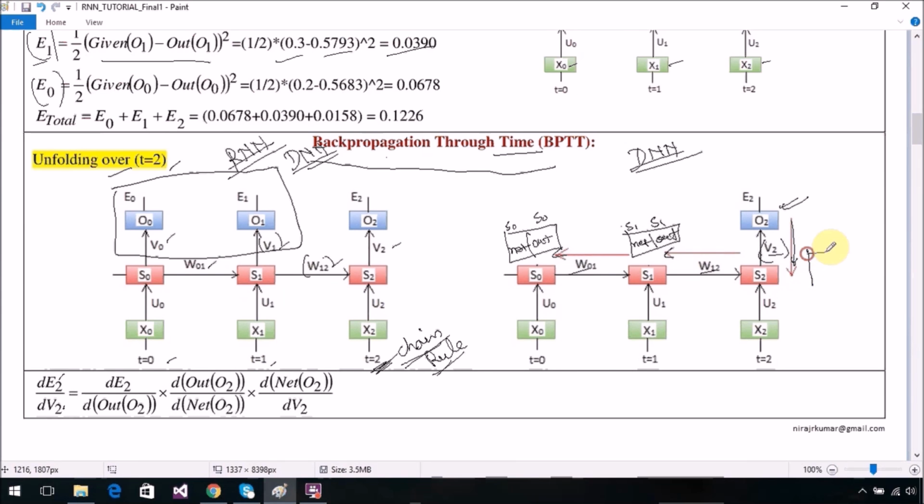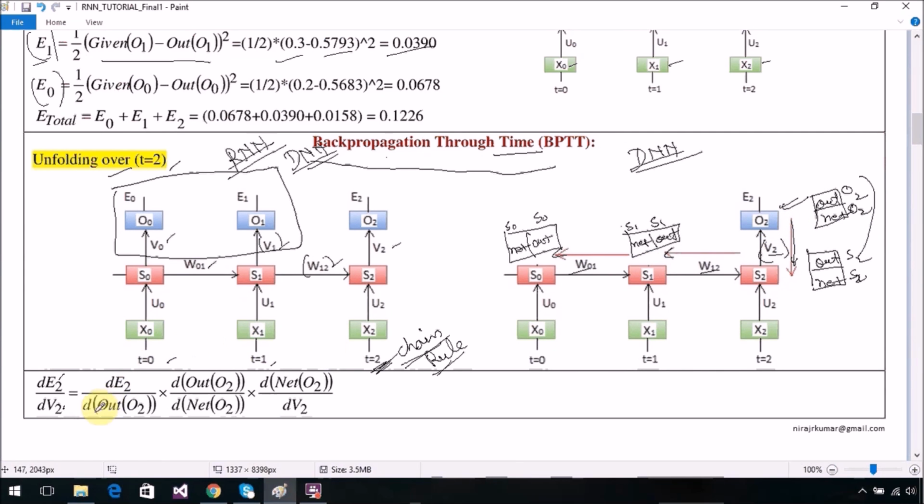Similarly, at this part the information flows like net part, out part, and here also information flow is like net part and then out part. Here also net and out part. So in the traditional forward pass, the information flows in this direction. In the backpropagation, the information will flow in this direction.